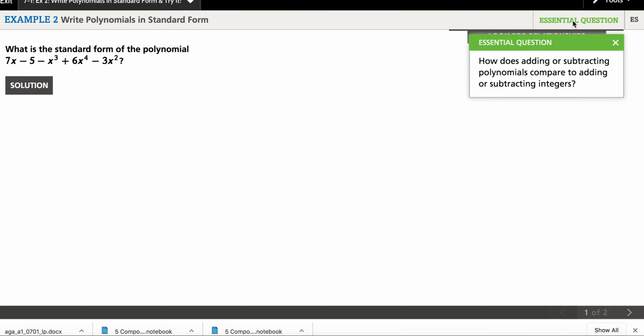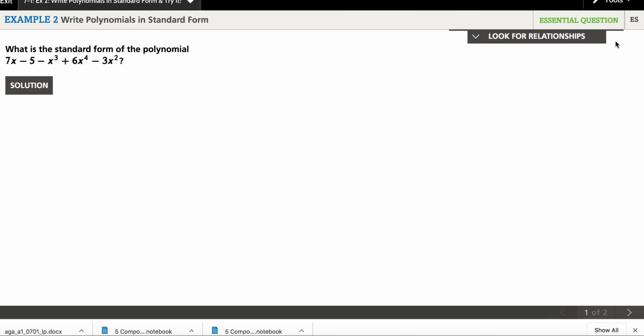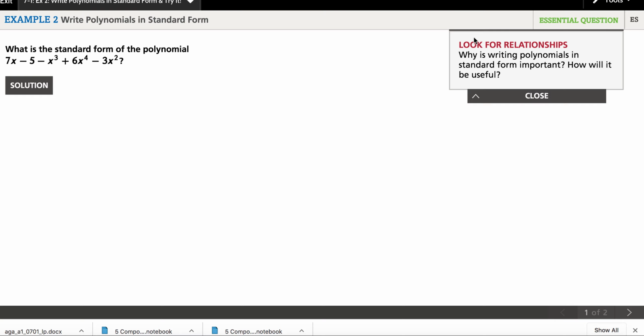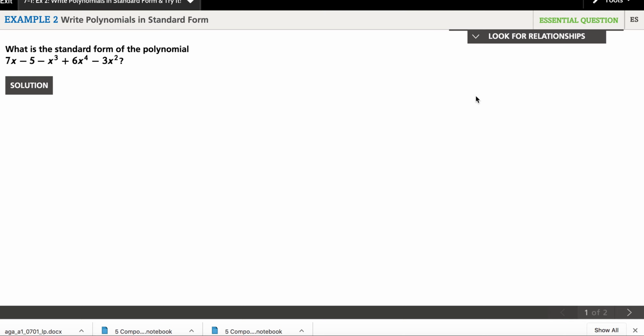The essential question says: how does adding or subtracting polynomials compare to adding or subtracting integers? So if you really observed something interesting, just make a connection with that from the first problem. Again, you have to look for relationships. Why is writing polynomials in a standard form important? How will it be useful? Maybe you don't see it now, guys, but when you start the quadratics, this is going to be really helpful.